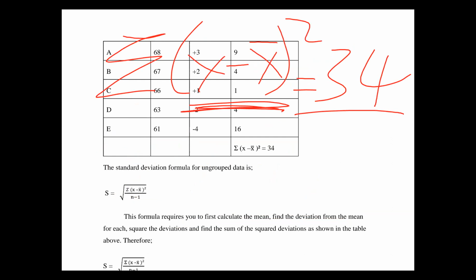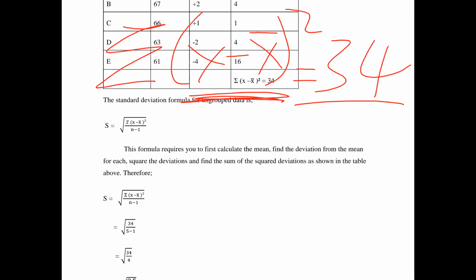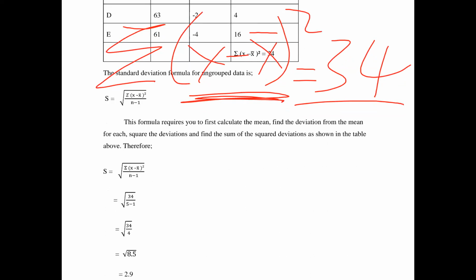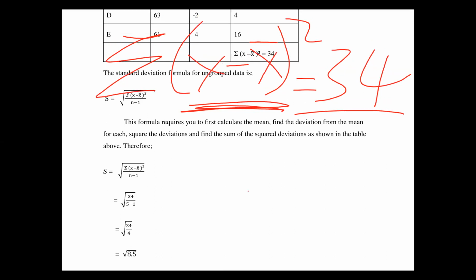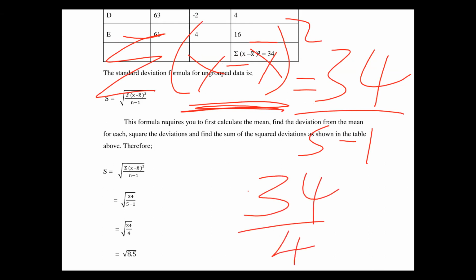You divide by n minus 1, where n is the total number of frequencies. We are dealing with 5 students, so you say 5 minus 1, which gives us 4. You say 34 divided by 4, and what you find is 8.5. This is called the variance.